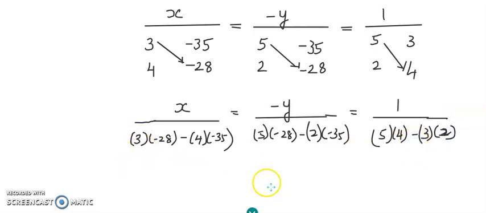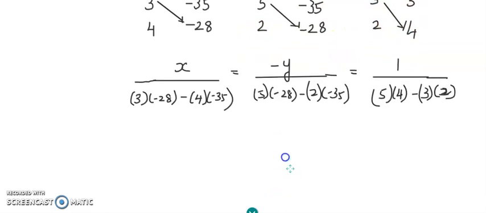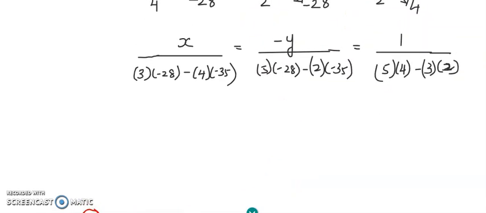Now again, what did I do? I multiplied 3 with 28 and 4 with 35, 5 with 28, 2 with 35, 5 with 4 and 2 with 3, with a minus sign in the center. Let's solve it further. So again it will be x divided by, equals minus y divided by, equals 1 divided by.